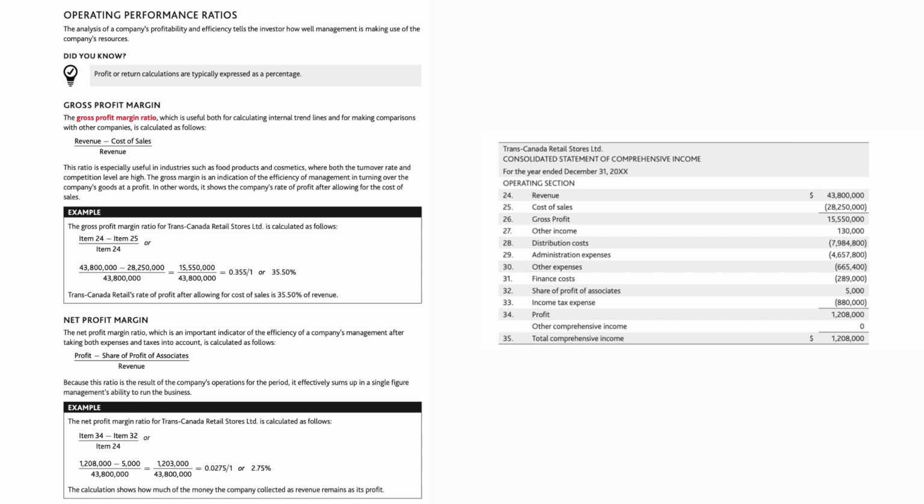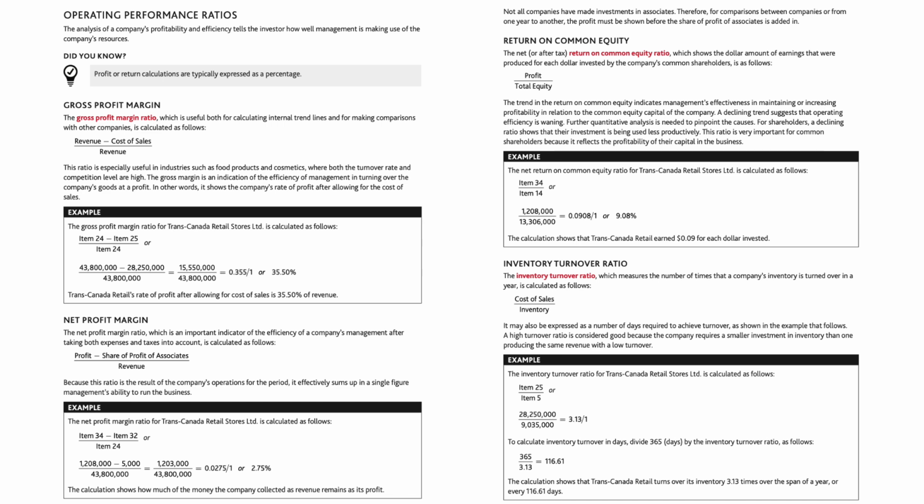Here's an example. The net profit margin ratio for TransCanada Retail Stores is calculated as follows: item 34 subtract item 32 divided by item 24, and this is 2.75%. The calculation shows how much of the money the company collected as revenue remains as its profit. Not all companies have made investments in associates.